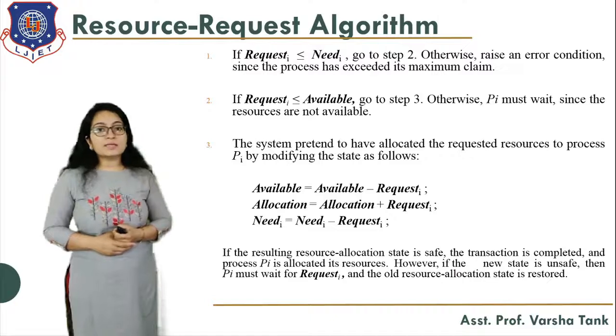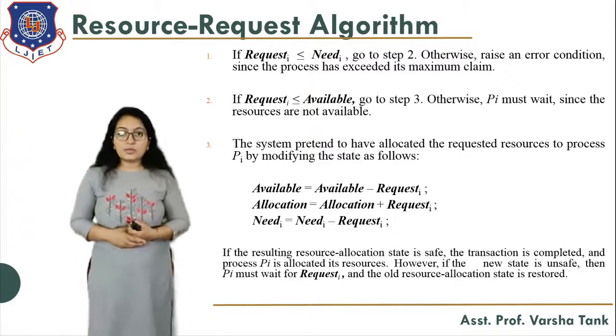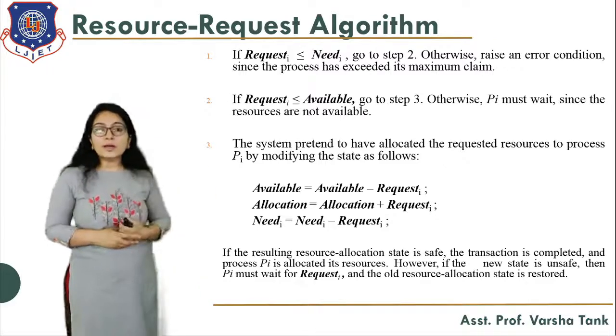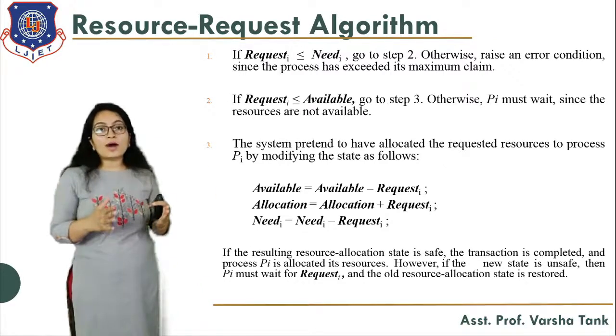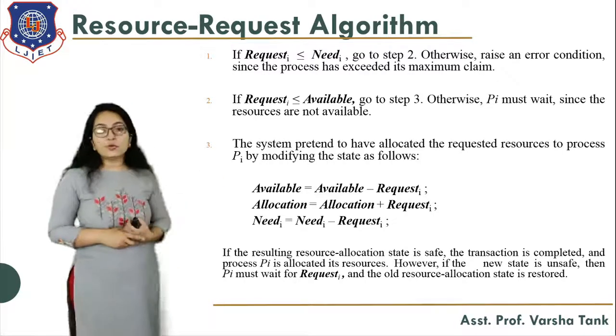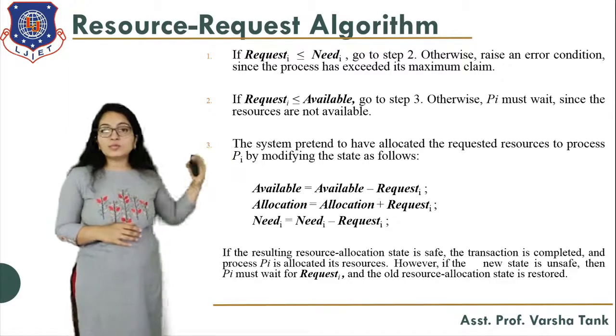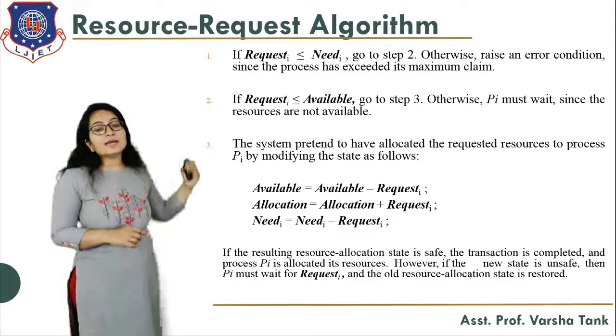Now the next algorithm is the resource request algorithm. This is also part of the banker's algorithm. Step 1: if Request[i] is less than or equal to Need[i], then go to step 2. So if the request is less than the need, we move to step 2. Otherwise, raise an error.